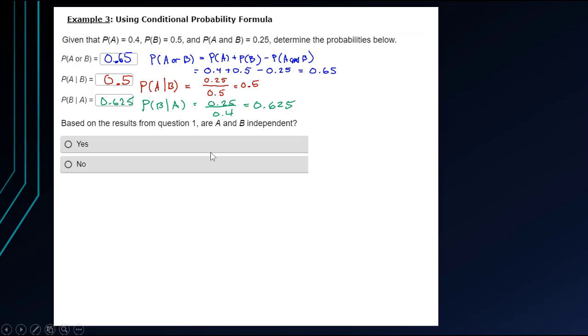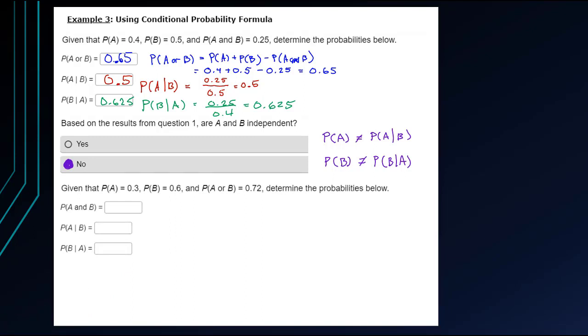Based on the results from question 1, are A and B independent? Yes or no? Being independent means that the probability of A and the probability of A given B would be the same thing, and the same with the probability of B and the probability of B given A. So you can see the probability of A is 0.4. The probability of A given that B is also occurring is 0.5. So there seems to be some sort of effect that B has on A, and likewise here. The probability of B alone is 0.5. The probability of B given that A occurred is 0.625. Again, there seems to be some kind of interdependence there. So as a result of that, no, they are not independent.